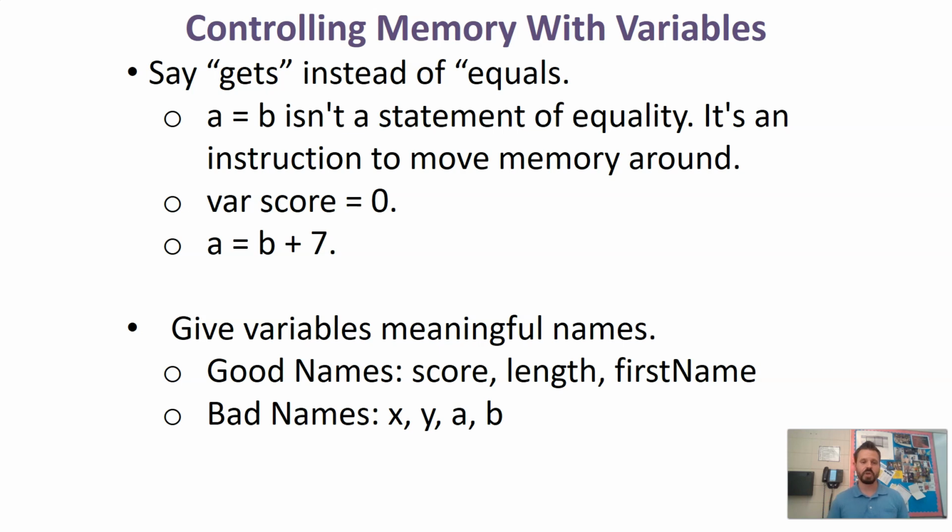Okay, then last thing, when you go to start creating your own variables, give variables meaningful names, just like we want to give our user interface elements good names, such as the play button, rather than just button 1 or button X or something like that. Okay, some examples of good names would be score, length, first name, all stuff that keys the reader of the code, including yourself, in on what that variable is actually storing.